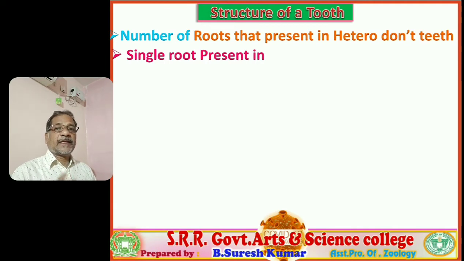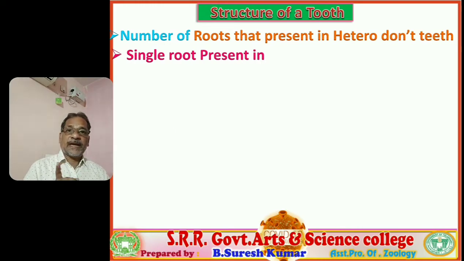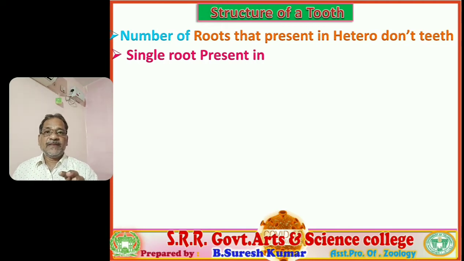Don't forget it. It is a very, very important order, ICPM. If we observe the ICPM, the roots are not uniform in number. Some teeth contain one root, some teeth contain two roots, and some teeth contain three roots. So the number of roots is different in different teeth. Let us discuss. This is asked in entrance examinations.